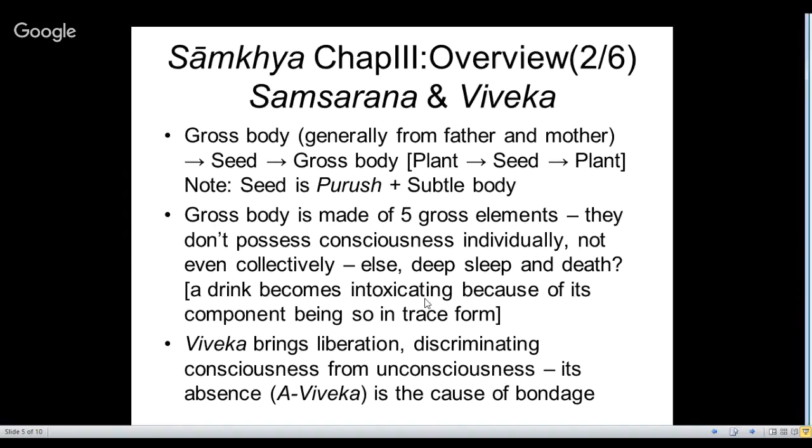And then he says again, Jnanat Mukti is coming here. Vivek only brings liberation, which, as I have said, is not just bookish knowledge; you have to see experientially, discriminating consciousness from unconsciousness. And its absence is the cause of bondage. This is the third point, 24.